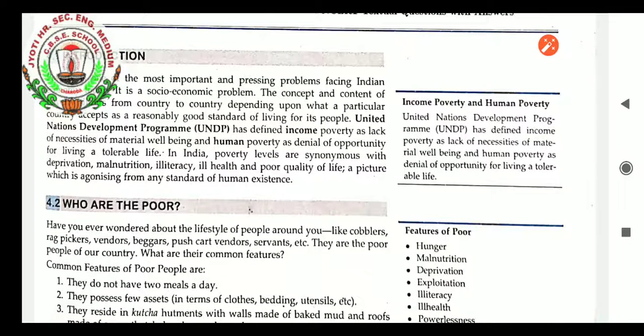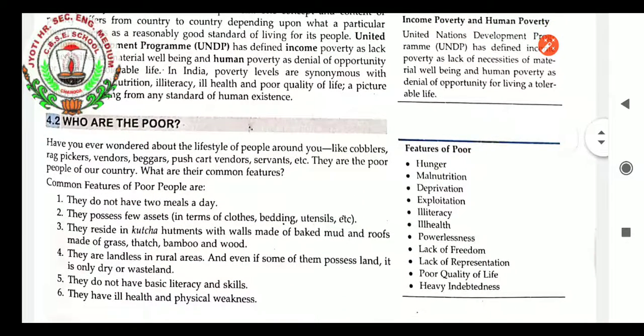Who are the poor, students? Have you ever wondered about the lifestyle of people around you, like cobblers, rag pickers, vendors, beggars, pushcart vendors, servants, etc.? They are the poor people of our country, students. What are their common features? The common features of poor people are as follows.